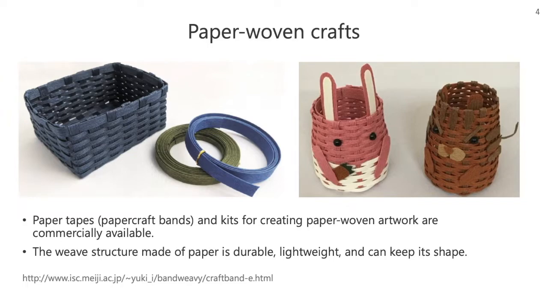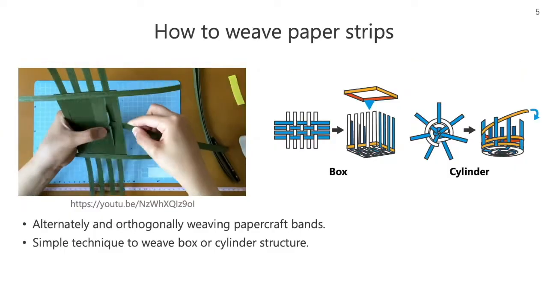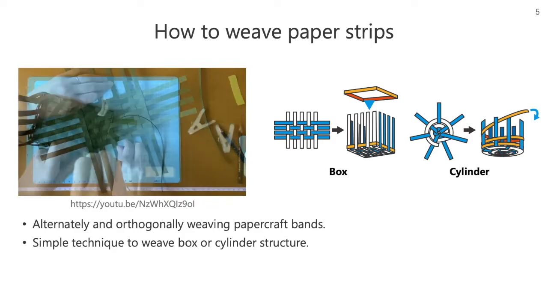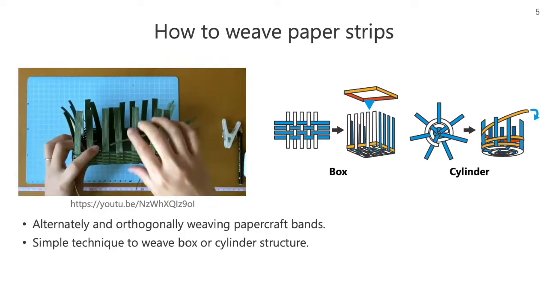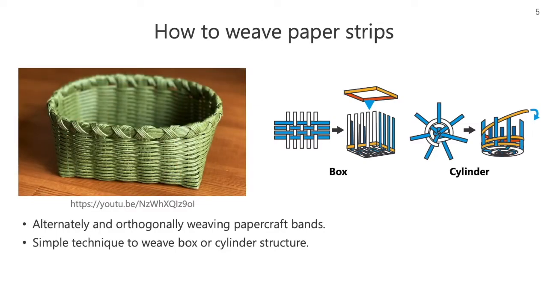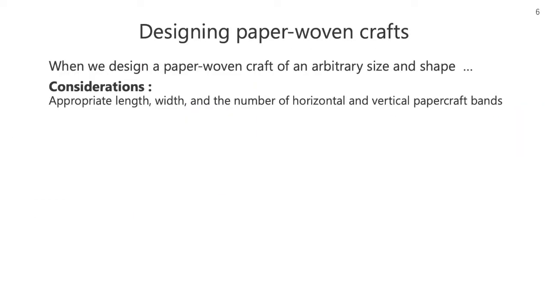The weave structure made of paper is durable, lightweight, and can keep its shape, thus, additional wireframe assembly is not necessary. This video shows the over and under weaving. While there are several ways to assemble paper strips, over and under weaving is one of the simplest methods. This weaving method can be used to create various shapes based on a boxy or a cylinder shape. The over and under weaving is easy to learn.